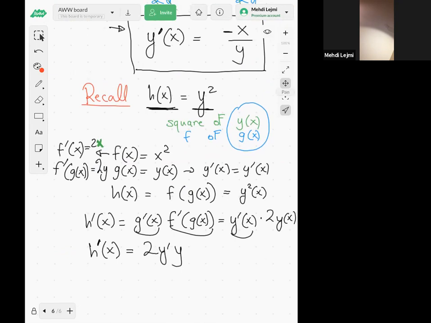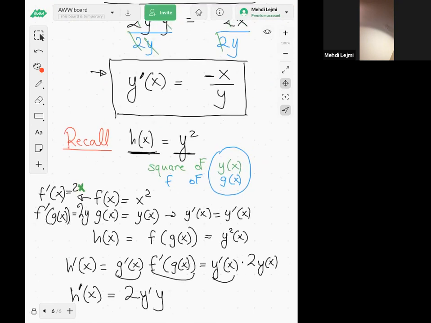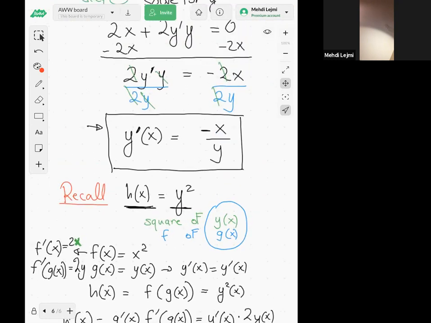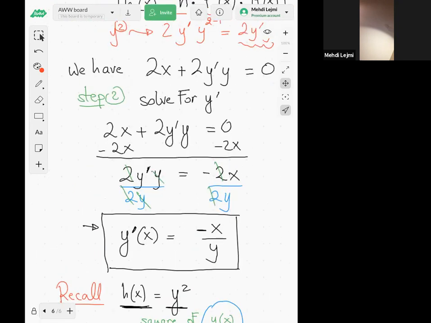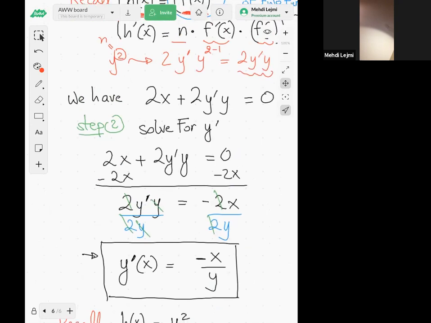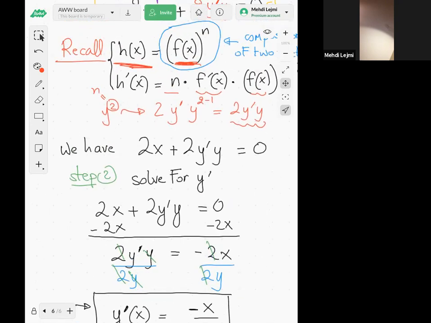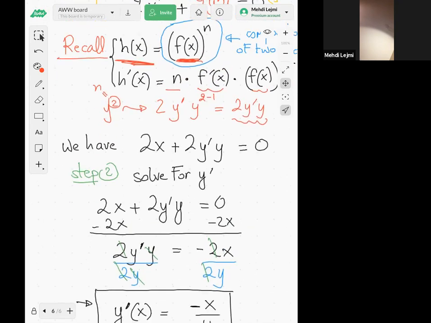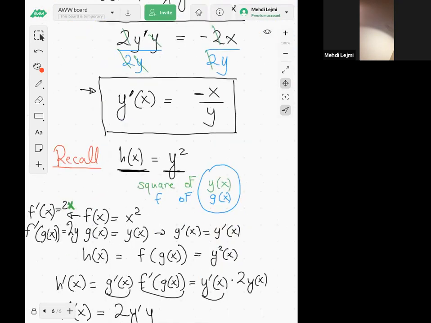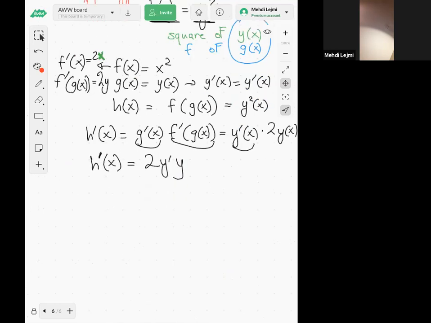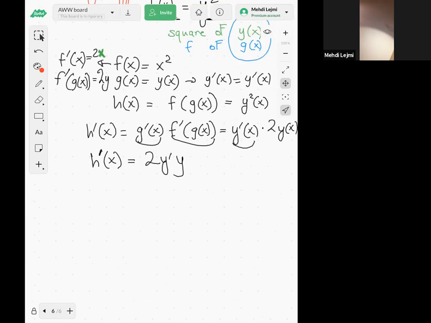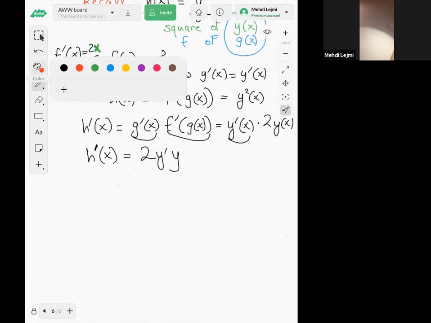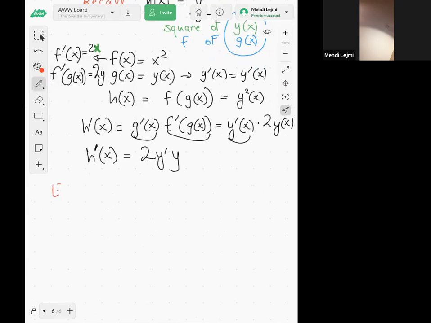Yes, guys. So this is how we compute the derivative of y using implicit differentiation. All you have to do is compute the derivative of both sides of the equation and then solve for y prime. Okay, so let's do another example, and then I'm going to give you an exercise. So one more example. Example number 2.